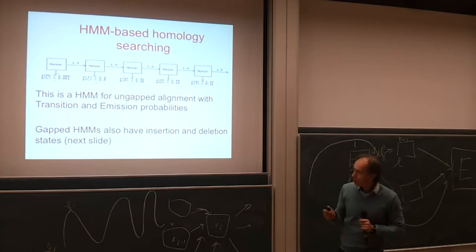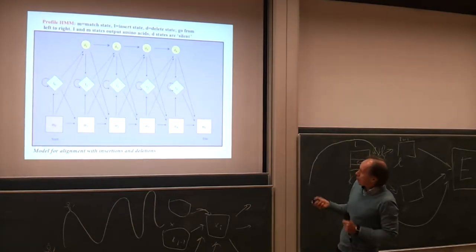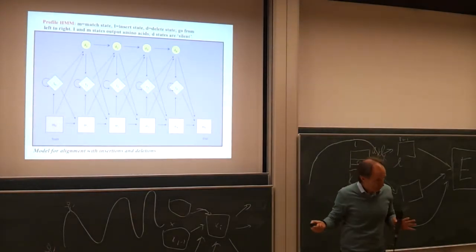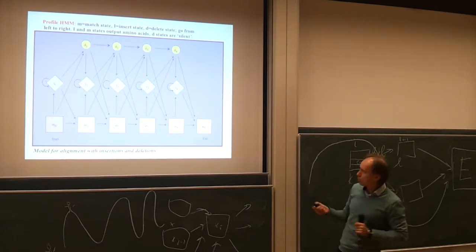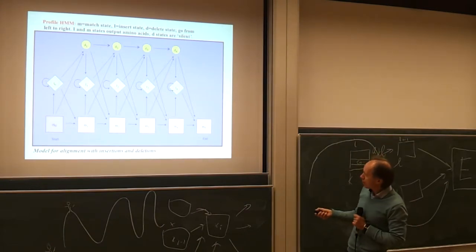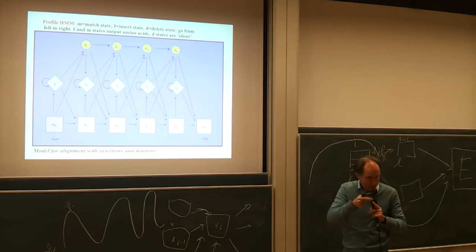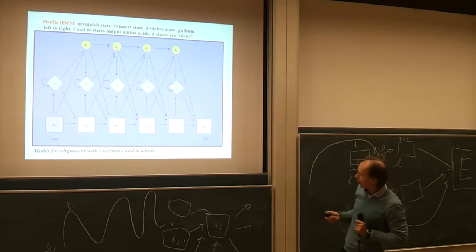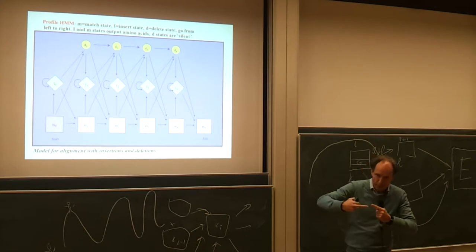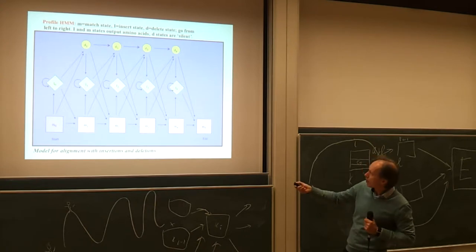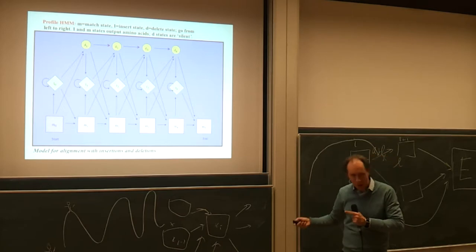So this is a hidden Markov model for multiple alignment, okay? Just gloss over it a bit, but you get the idea, hopefully. So you have match states. This is where the letters will end up on one another, aligned. And here you have an insert state, so you put the gap in the one block. And you have a deletion state if you put the gap in the other block.